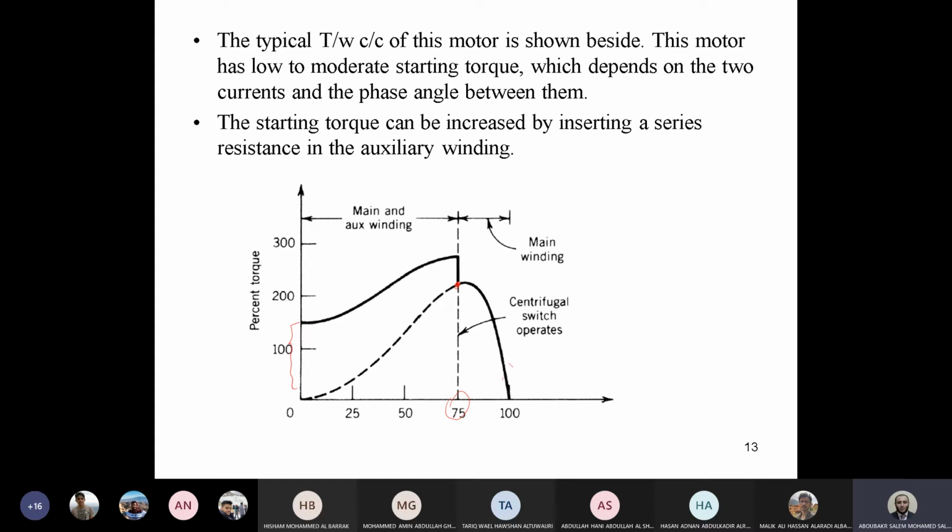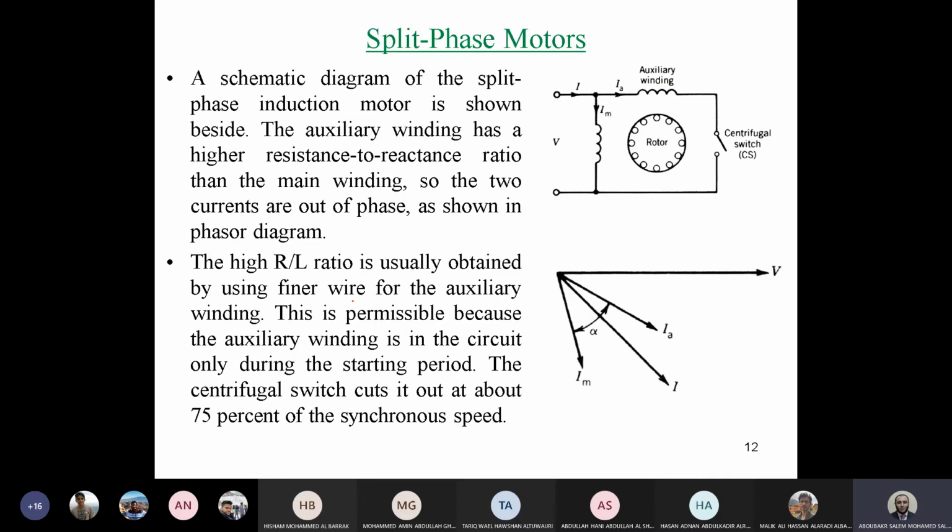So when we disconnect the auxiliary winding, the motor will continue operation on the main winding characteristic. So this is now the shape of the capacitor start motor. So we can call this type of, sorry, this is not capacitor. This is the split phase motor. So this is the first way now.